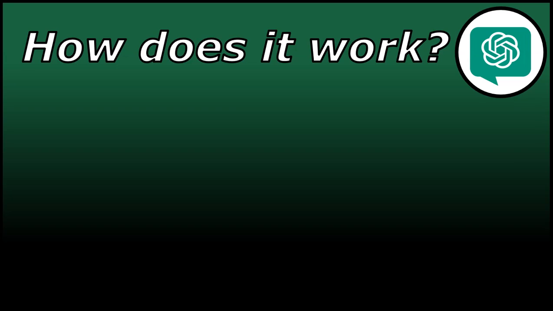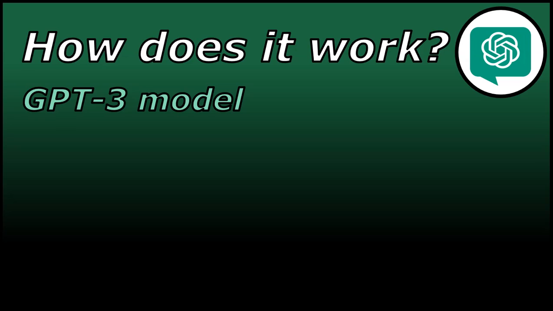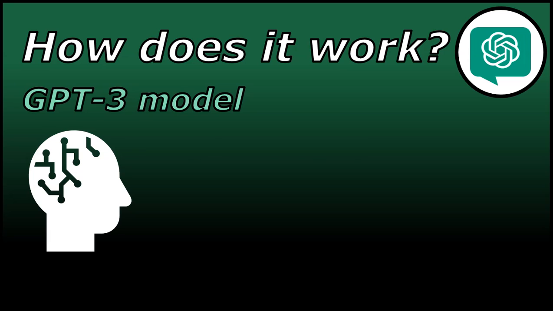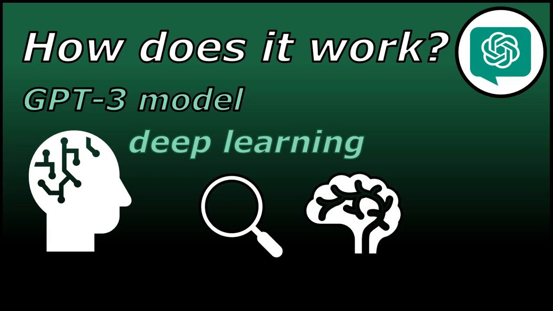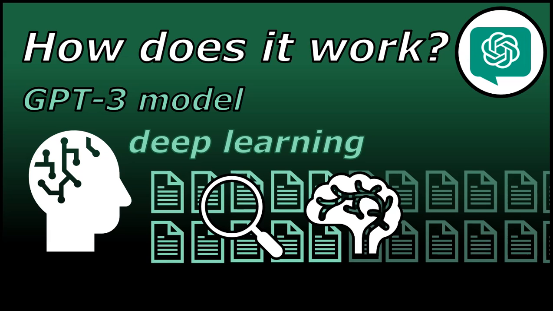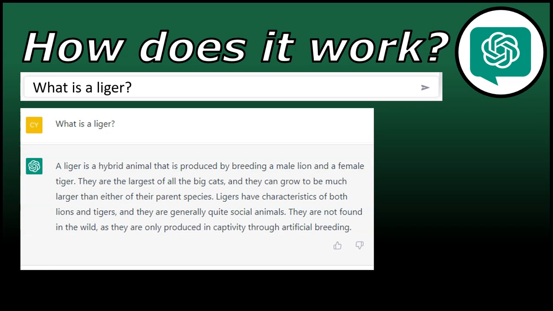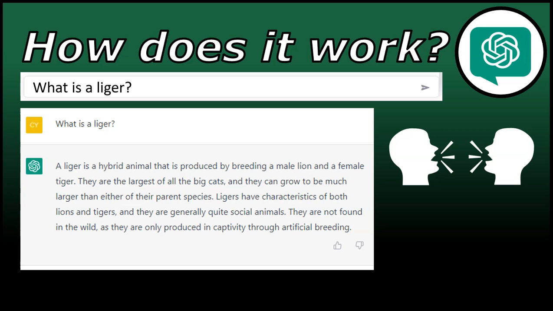How does ChatGPT work? ChatGPT is based on the GPT-3 model, which stands for Generative Pre-trained Transformer. It uses a type of artificial intelligence called deep learning to analyze and understand large amounts of text data. When ChatGPT is given a prompt or question, it uses the understanding of language to generate a response that is both relevant and human-like. The model is trained on a massive dataset of human conversation, so it has a good understanding of how people communicate and what they are likely to say in a given situation.